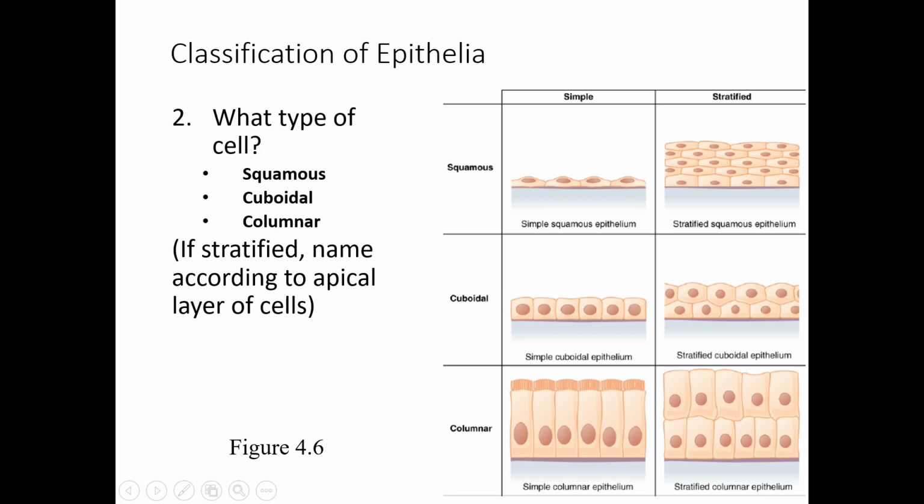Finally, some cells are tall and they have a tall nucleus also. They are called columnar cells. So now, to name each of those epithelial tissues, first you say how many layers of cells and then the shape of the cells. So one layer of flat cells, simple squamous epithelium. Two layers of cube-like cells, stratified cuboidal epithelium. One layer of columnar cells, tall cells, will be simple columnar epithelium.